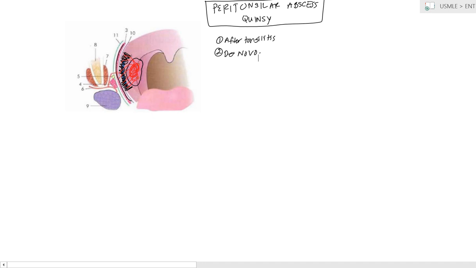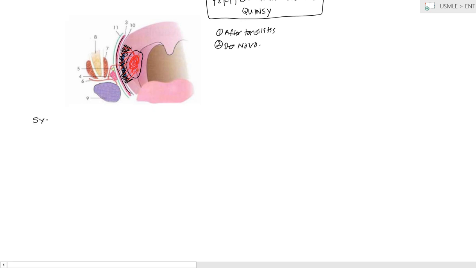Now, what are the symptoms? Let's take a quick look at the symptoms. What you'll notice is the symptoms are going to be very similar to tonsillitis. So what I'm going to do is separate all the symptoms that are similar to tonsillitis and then all the ones that distinguish peritonsillar abscess separately.